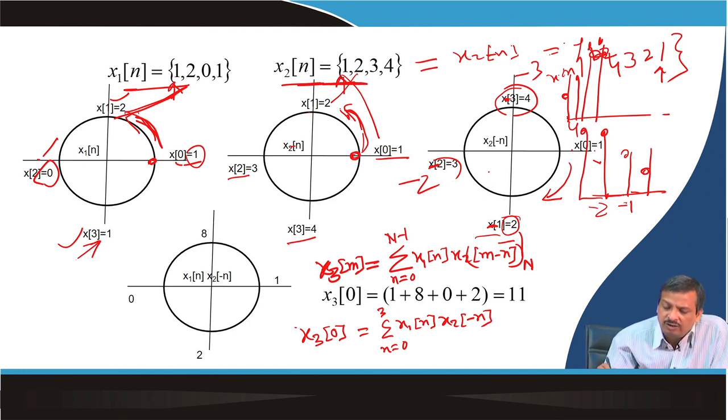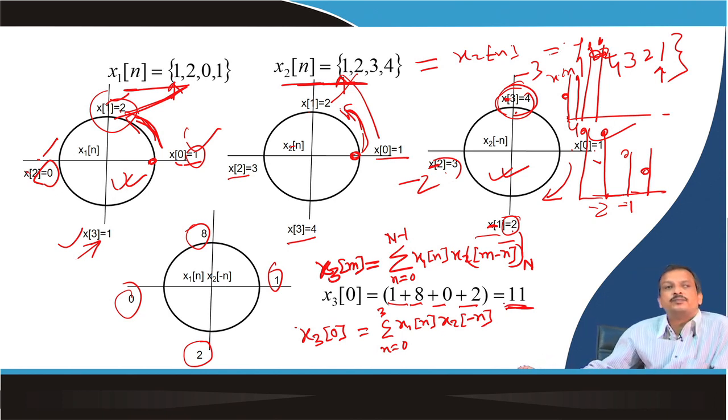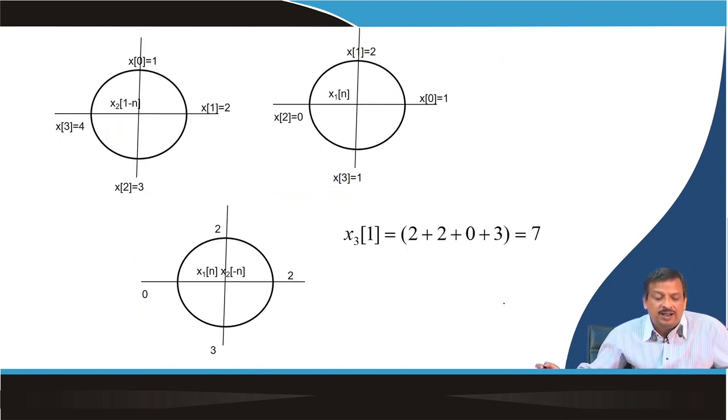So this is my x2 minus n and this is x1 n. So just multiply. 1 multiplied with 1 gets 1. This sample multiplied with this sample, 2 into 4 is 8, 0 into 3 is 0, 1 into 2 is 2. Then sum. So it is nothing but 1 plus 8 plus 0 plus 2, equal to 11. Okay. Now, what is the value of x3 1?